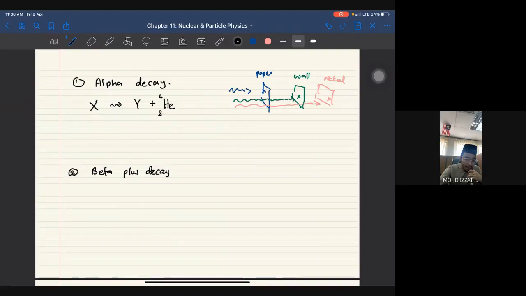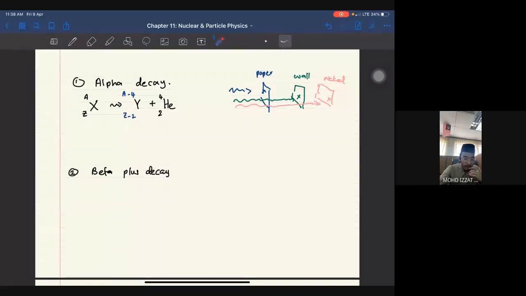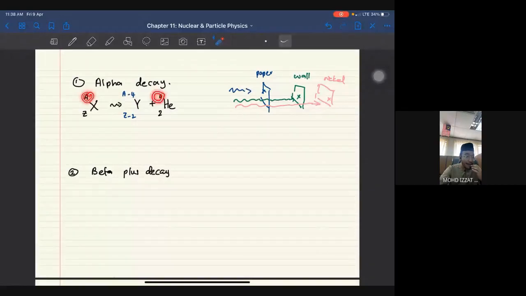kalaulah yang asalnya tu consists of A and Z. Okay. So your Y tu mestilah A minus 4 and Z minus 2. This one makes sense lah. So if you do it like this, then it balance out. So example, katakanlah A tu adalah 13. Okay. If you put 4 over here, so this one will be 9. To example. Now this is just example.